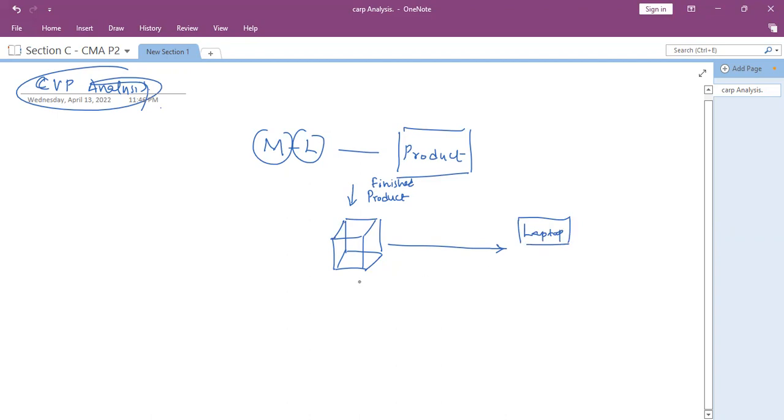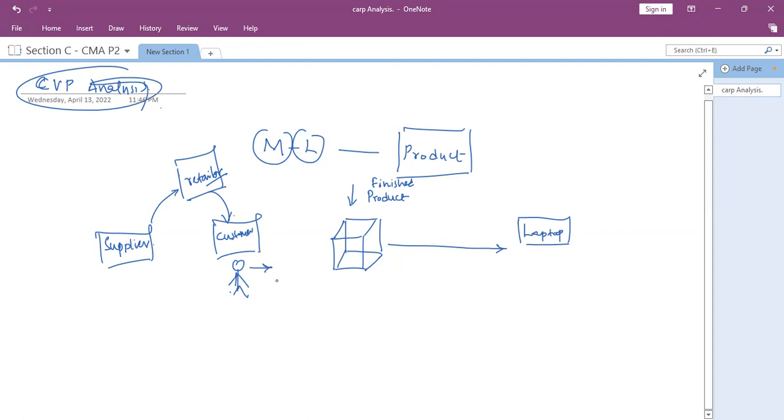Who sold the laptop to you? Supplier, or a retailer, we can say. This is you. For you, is it purchase or sale? Purchase. For the retailer, what is it? Sale.